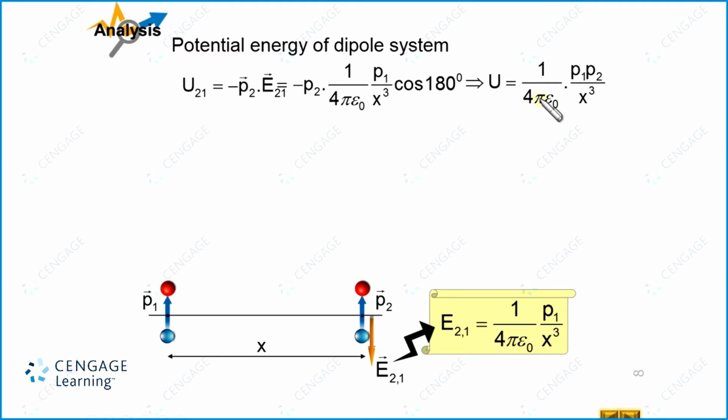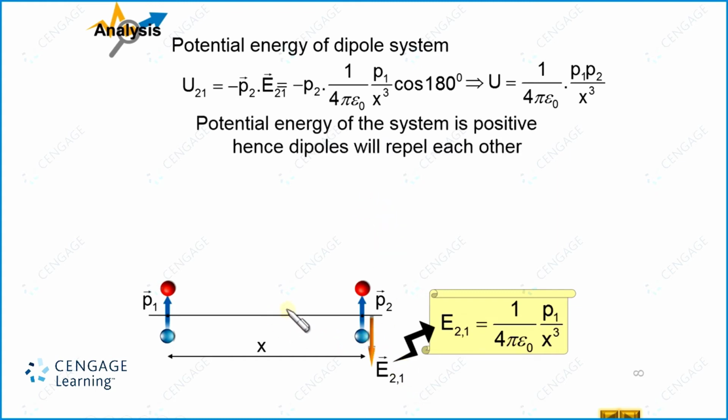We can calculate this value by simply calculating U12 also. So we got the potential energy. Here one thing is to be noted: the potential energy of the system is positive, and if it is positive, that means the dipoles will repel each other. So there will be a force of repulsion between the dipoles.